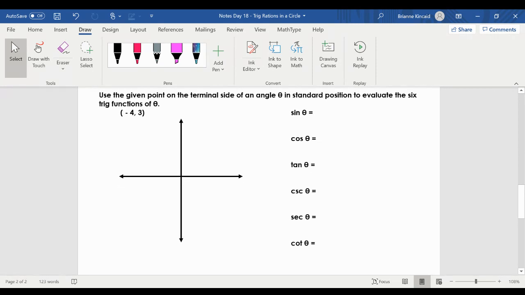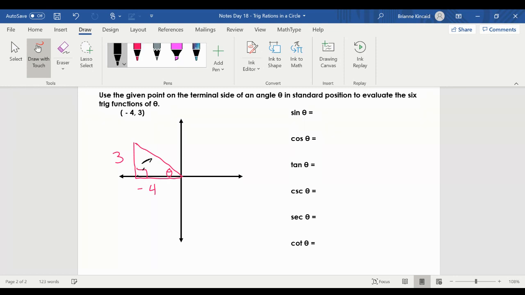Use the given point on the terminal side of an angle theta in standard position to evaluate the 6 trig functions of theta. What you have here is negative 4, 3. This is an ordered pair. So I move negative 4 in the x direction and up 3. I then take where my triangle ends and I connect it back to the origin and I draw in theta.